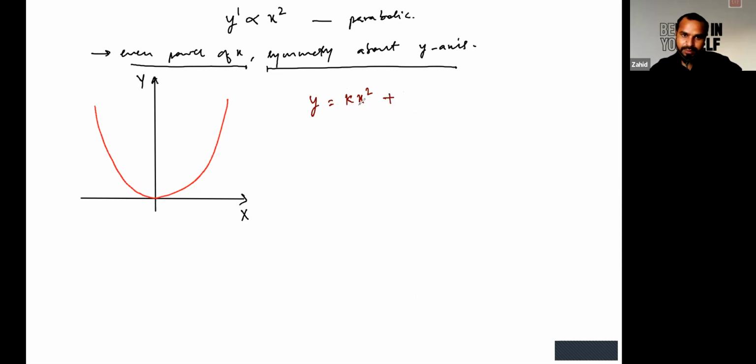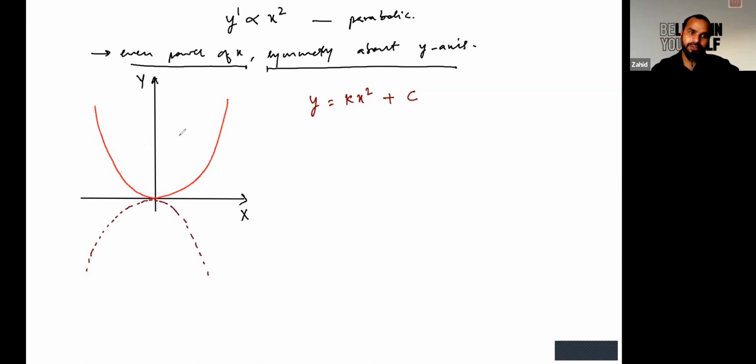It would be like y equals kx squared plus c. This c would be treated as the constant. It means this particular curve will pass through this particular point c, above or below depending upon the sign of this c. The next part is that the value of this k will define in which direction this parabola will move. If k is positive, then the parabola will be in the upward direction. If k is negative, it will look like this way.